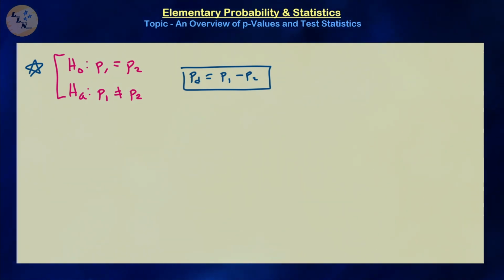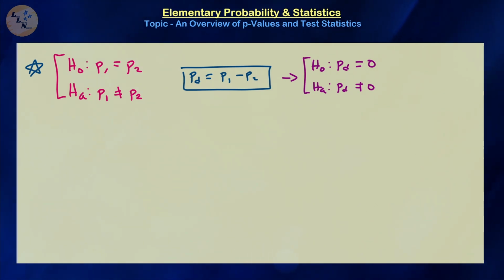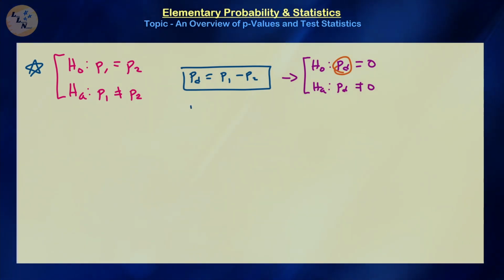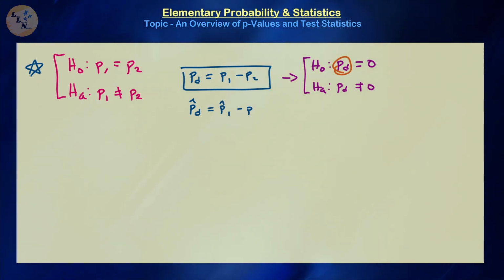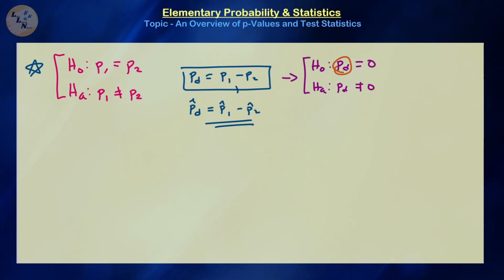So if this is our new parameter, that turns our null hypothesis into PD is equal to 0 and PD is not equal to 0. So in some sense, we're still testing a single proportion like we did before, and we should know how to conduct this. We just need a point estimate for PD, which is going to be equal to P hat D, the difference between sample proportions, and it's very important to note that this has to be in the same direction. So if you define PD as 2 minus 1, then P hat D should be P hat 2 minus P hat 1. As long as you stay consistent, you shouldn't have any issues.